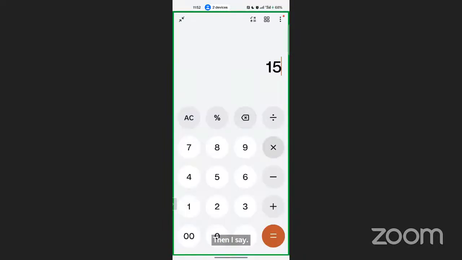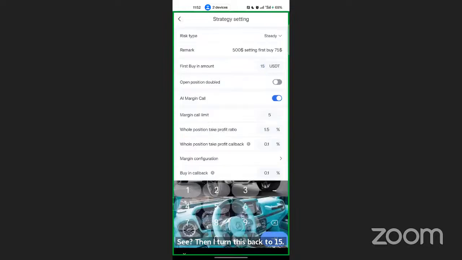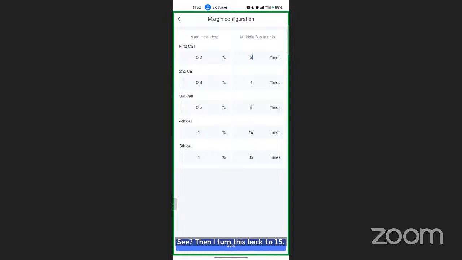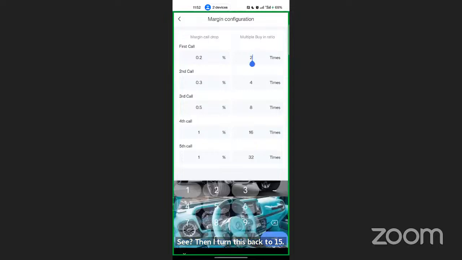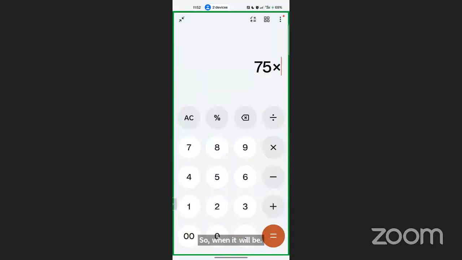So then I say 15 times 5. See, then I turn this back to 15. So when it will be 15 times 5, which is 75, times 5 times, which is 375, plus the first buy, which is 450, close to that. The rest is simple. It is just simple mathematics. You can edit a coin anytime.